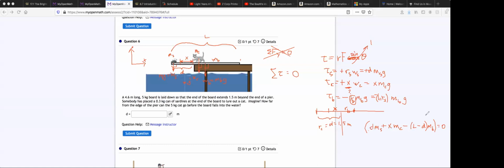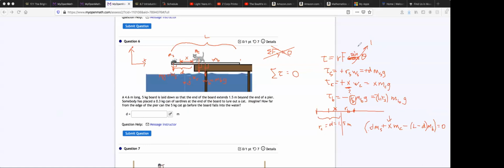And this equation has every number in it that we know except for X, and you can solve that one. This is the only thing we don't know. You know that D is the distance that it hangs off the end, that's 1.5. You know L is the length of the total board, which is 4.6. You know the mass of each one of these things. You can solve for the distance off the edge of the pier, and you're done. Which they actually call D, which I didn't look at, but anyway.